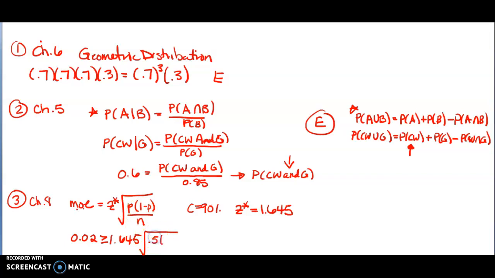We talked about if you don't have a P to be conservative, you use 0.5, and then you have to solve for N. N turns out to be greater than or equal to 1,691.26, and you're always looking for the smallest listed answer just greater than this, which would be letter D. So we have E, E, and D for the first 3.